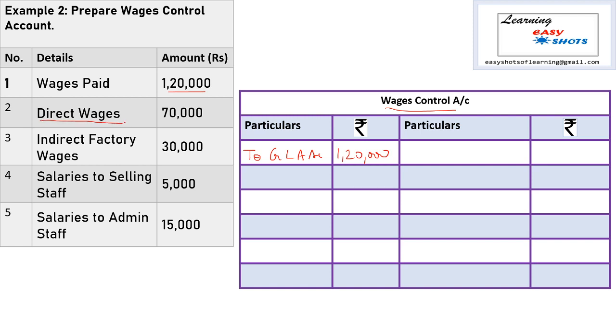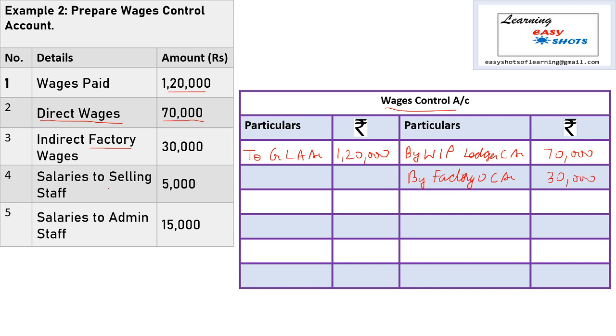Now when we charge the wages to different departments, number one is direct wages, and direct wages are paid to those workers who are directly involved in the production process, and the wages paid to them are 70,000. Now we charge these wages to production department, which is known as WIP ledger control account, amounted to 70,000. Now the indirect factory wages are charged to factory overhead control account. So on credit side we write by factory overhead control account amounted to 30,000.